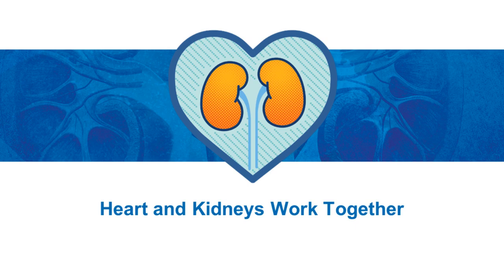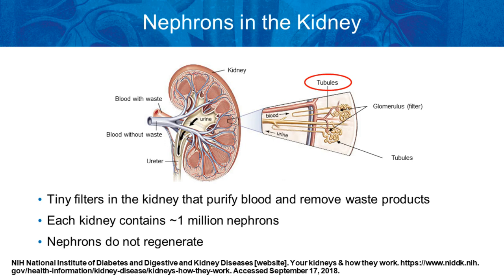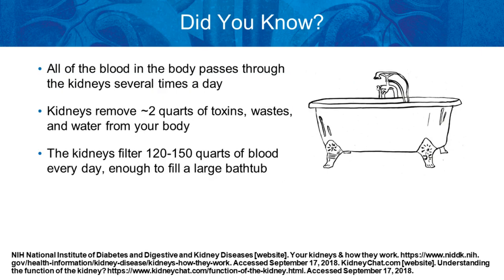So let's begin by talking about the heart and the kidneys and how they work together. As you know, the kidney is the primary filter for the body. All the blood volume of the body passes through the basic units of the kidney, the nephron, whose job it is to remove waste products and eliminate them in the urine. The kidney contains about 1 million nephrons, and it turns out these are very delicate organs. Once injured, they do not recover.